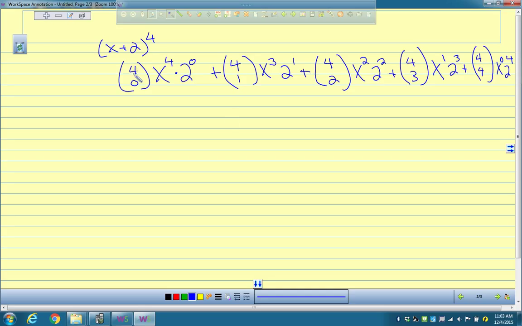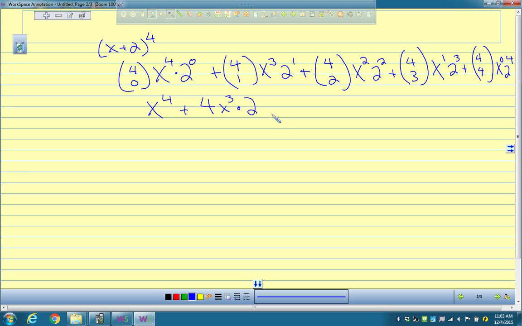So using the stuff I told you, do you remember what 4 combination 0 is? Defined as 1. So what's 2 to the 0? 1, so this term just turns into x to the 4th. You guys get that? 4 combination 1 is 4. If you don't believe me, you can check it out. So this becomes 4x cubed times 2.